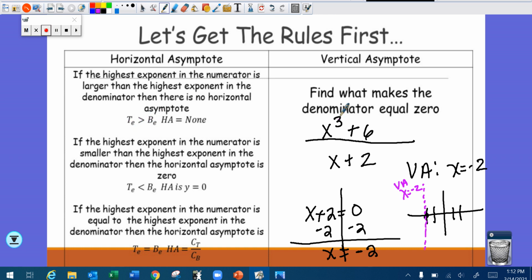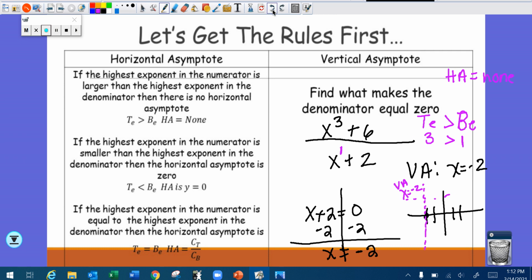So let's look at this example that I just gave. Here, my highest exponent in my numerator is 3, and it's greater than the highest bottom exponent, which is 1. So that means my horizontal asymptote is none. We don't have any, so I won't have a dotted line like this on that graph.